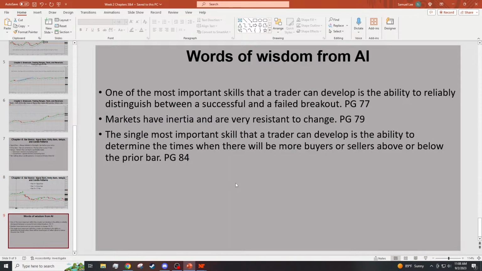And then I have some words of wisdom from Al, I like his little nuggets that he talks about. One of the most important skills that a trader can develop is the ability to reliably distinguish between a successful and a failed breakout. I'm not perfect at doing that. I think it actually is one of the areas that I need to be better at.